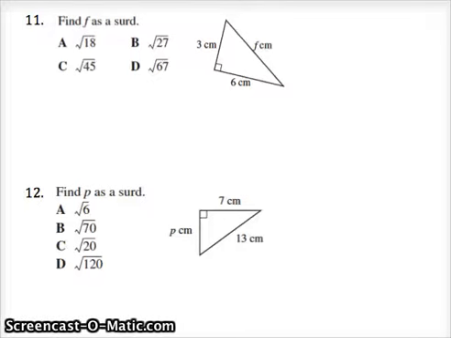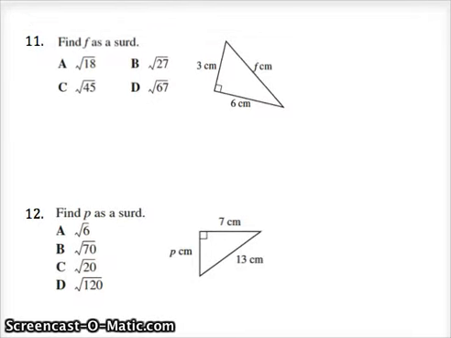Now continuing on with the Year 8 revision on Pythagoras' theorem. Starting with question 11, it says find f as a surd. Surd means just keep your answer with a square root sign, and that's an exact answer.